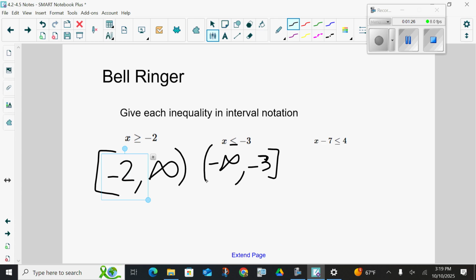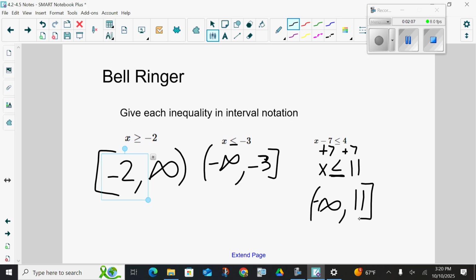And our very last one, we're going to need to solve first. I need to add 7 to both sides, and I will get x is less than or equal to 11. When I'm writing this one in interval notation, the smallest it can get is -infinity. The biggest it can get is 11. And we have a line underneath our inequality showing that it's equal to, so we have a bracket holding onto that 11.